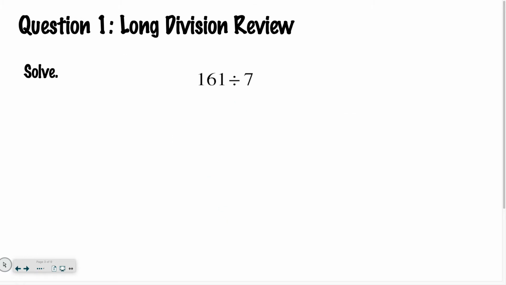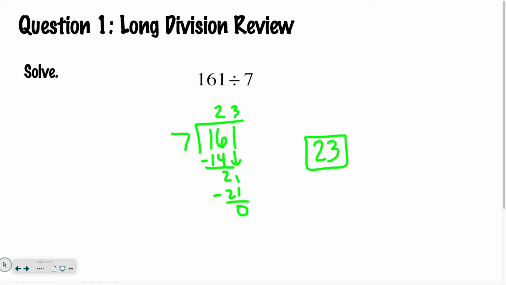Next, I want you to solve this one on your own. 161 divided by 7. Good luck. All right, hopefully if you solved this correctly, you ended up at the number 23 again. Because 7 can go into 16 2 times, and 16 minus 14 is 2. Carry down the 1. 7 goes into 21 3 times. So our answer is 23.